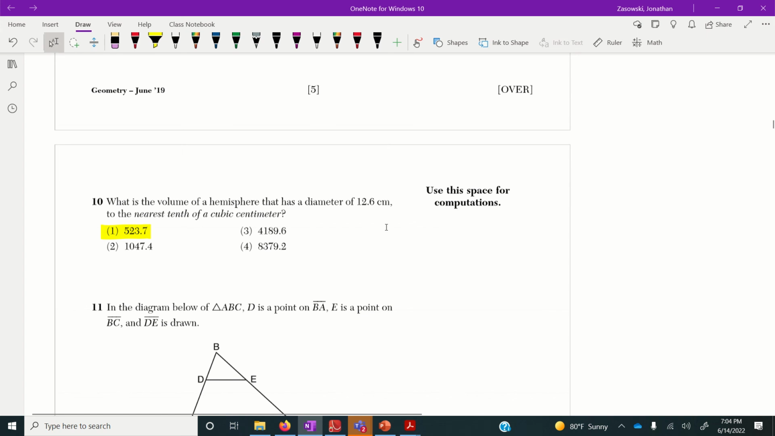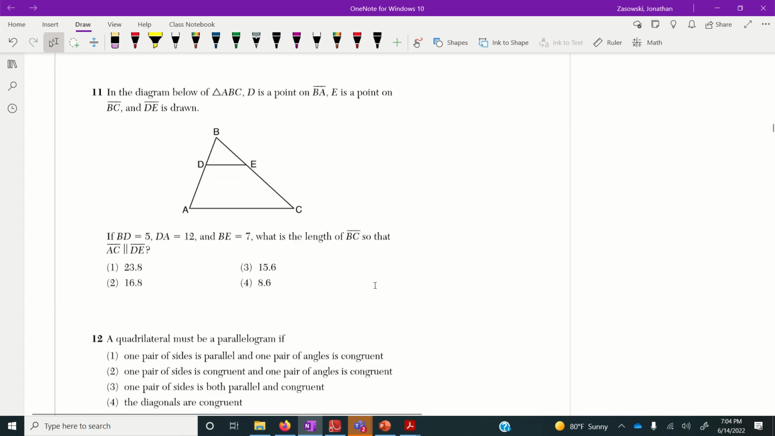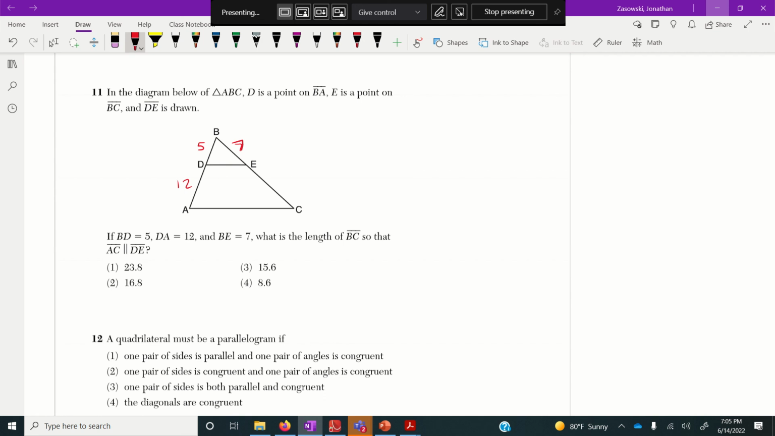All right? Number 11 underneath. If it says that these two are midpoints, what is the length of BC, so they're parallel? That's the side splitter theorem. So we can just do our ratio and proportion. So label your triangle, 5 over 12, 7 over, and they want to know what is BC.